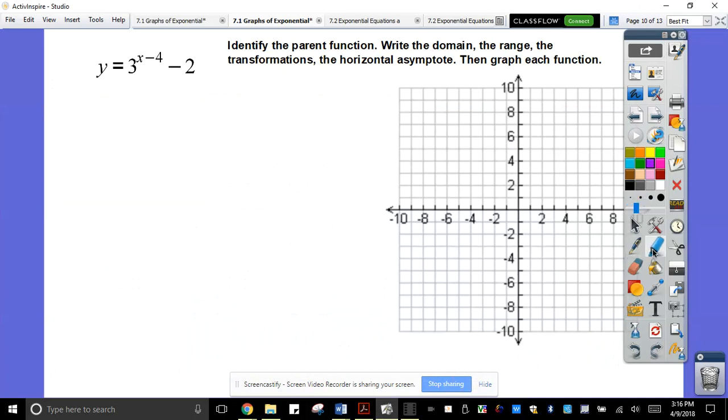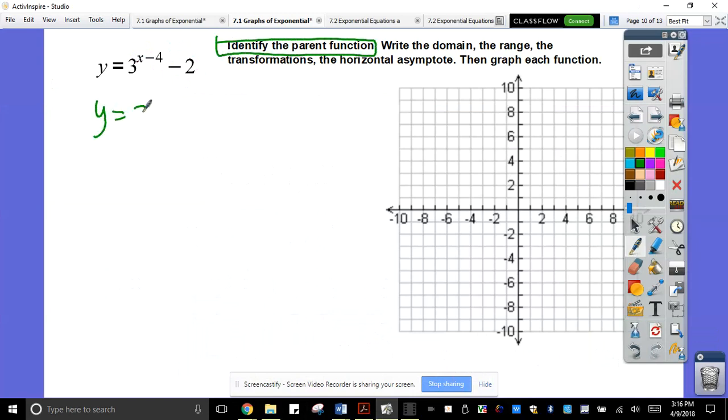First, just by looking, we know the minus 4 tells us to go where? Left or right? It goes to the right. By how much? 4 units. The minus 2 here, which is another term, will tell you to go down by 2. Something that we should know by now. But again, we always start with identifying the parent function.